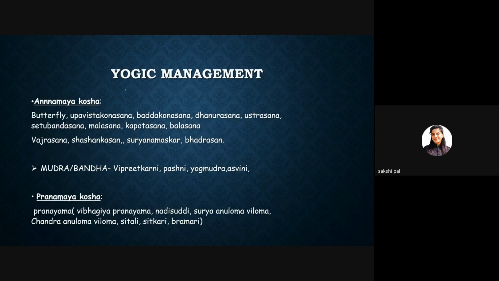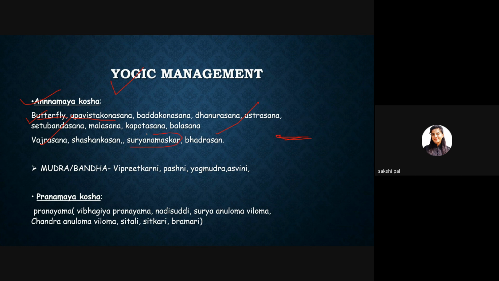Yogic management now. This is Annamaya Kosha. Same, we will go for some practices like mudras. All are not written here, but the main important practices we have to see are butterfly, as it leads to pelvic opening, Upavishtakonasana, again strengthening your lower body parts. Baddhakonasana, Dhanurasana, Ustrasana, all you can go for, and especially Marjari Asana, the cat pose. It is not written here, but I'm telling cat pose.